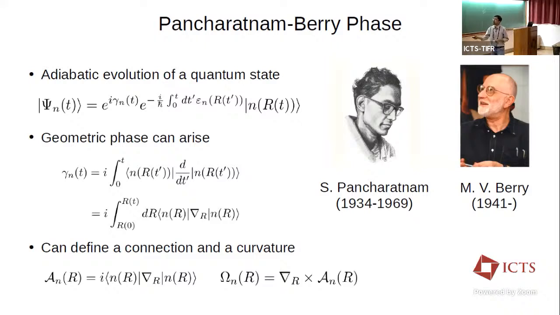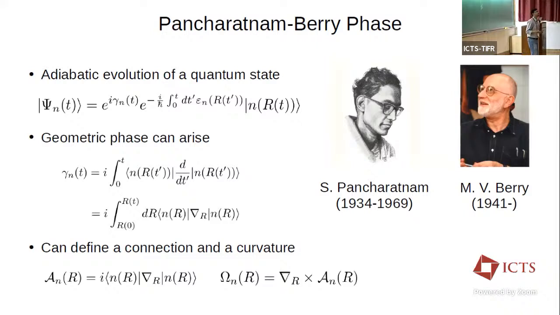So this R in a crystal could be the crystal momentum k, or it could be some other parameter that you might be tuning. Using this phase, one can define certain mathematical objects which help in the analysis. One can define what is called a connection, or a Berry connection, which reads like this. You take the state n, which depends on the parameter R, you take the gradient of that with respect to R, and then you sandwich it with n itself and multiply it by i. So that's the Berry connection.